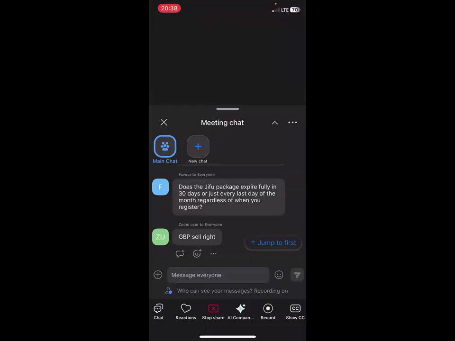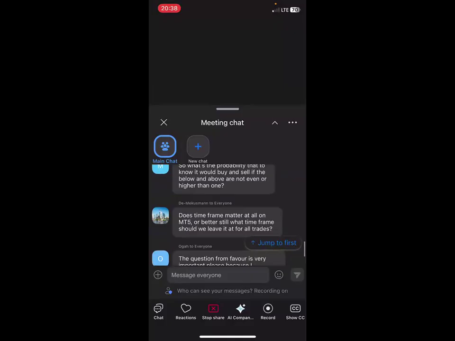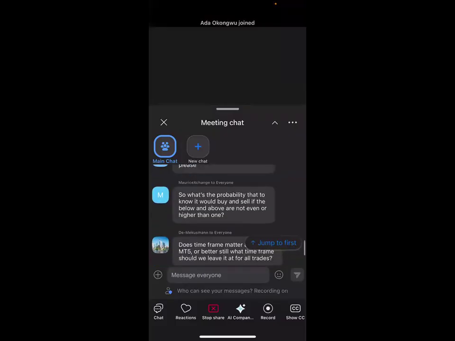But once your SL is below your entry price, it is a buy. Yes, GBP JPY sell. Yes, 1 hour time frame. Okay, on your MT5, it does not matter.